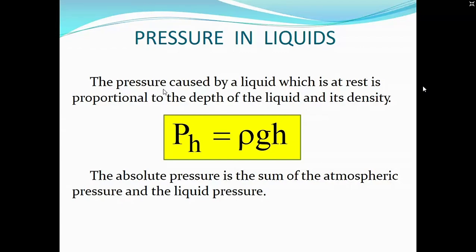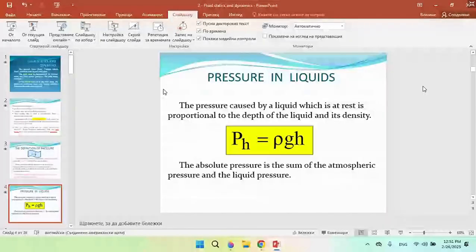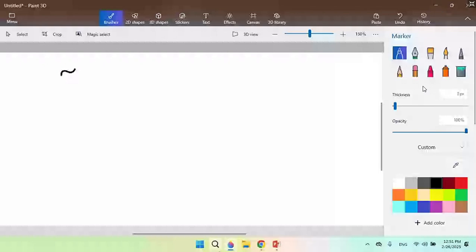So let me show you in what way to derive this formula. It comes from where? So for that purpose, let me switch on the board and take a container in the form of a cylinder, for example, a cylindrical container.